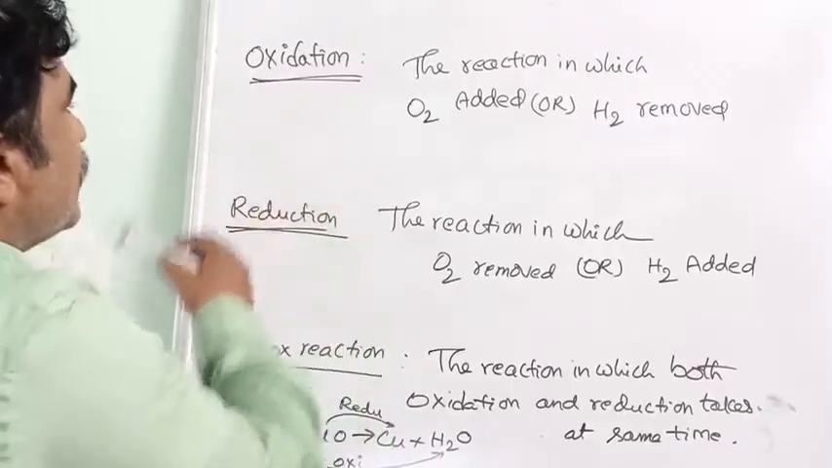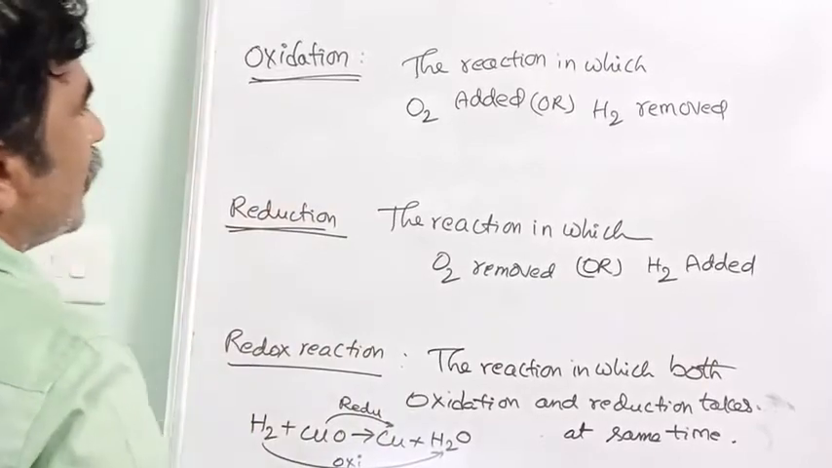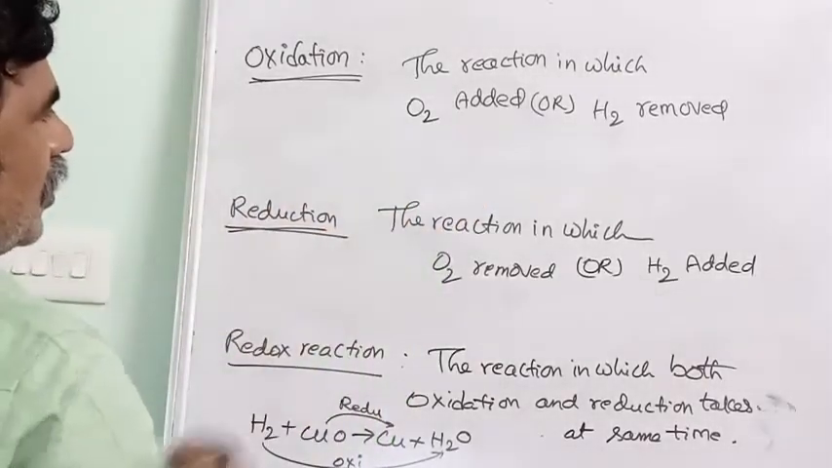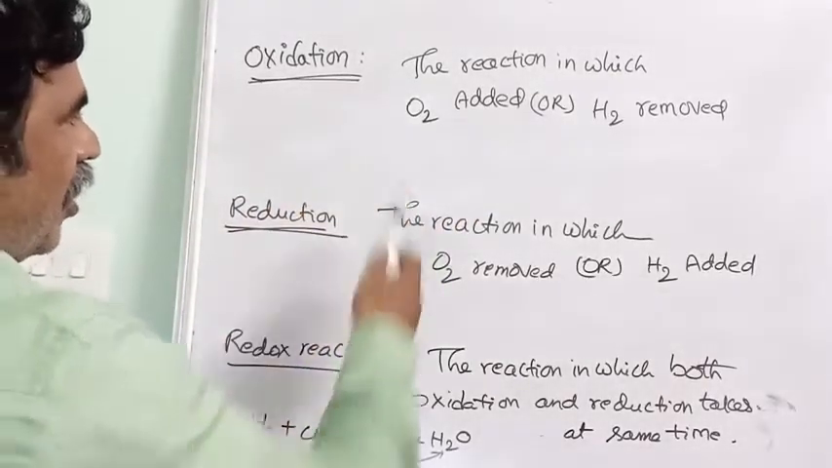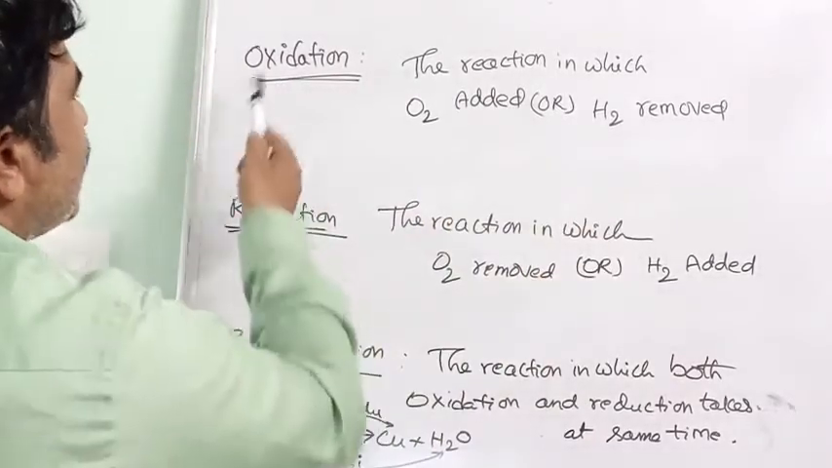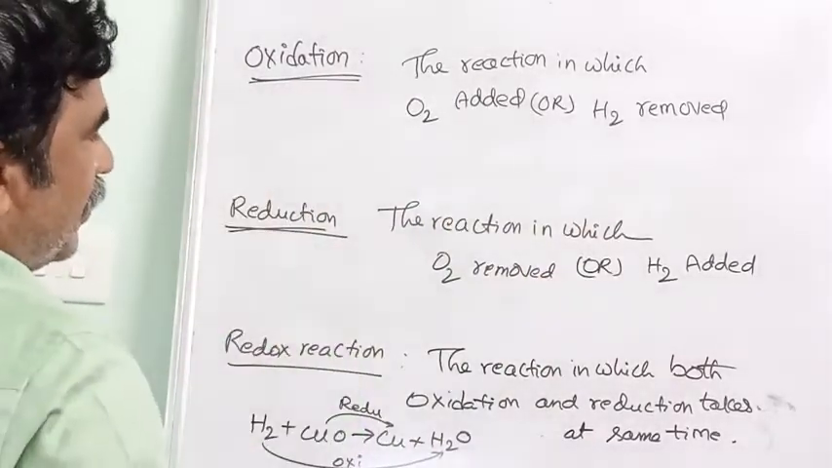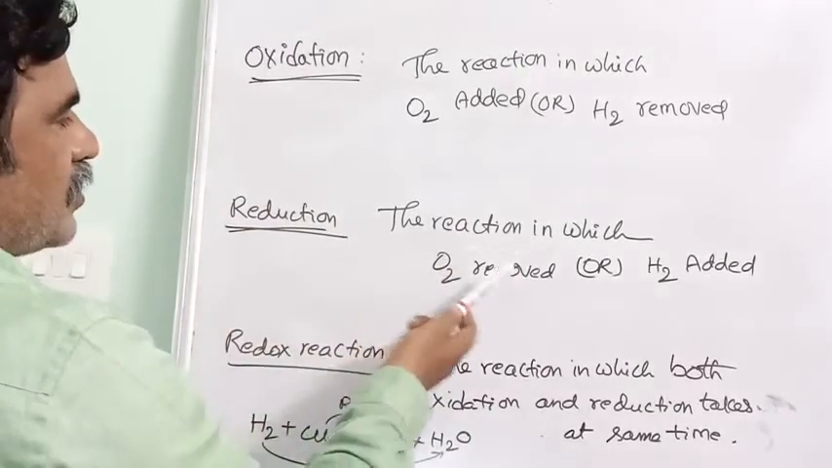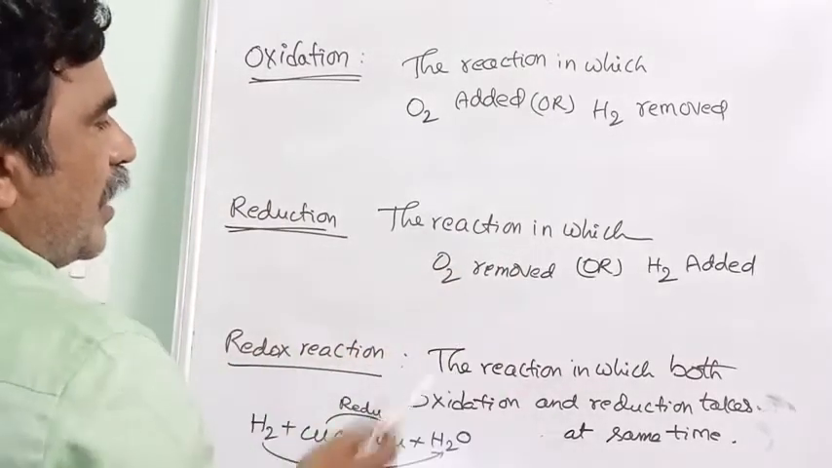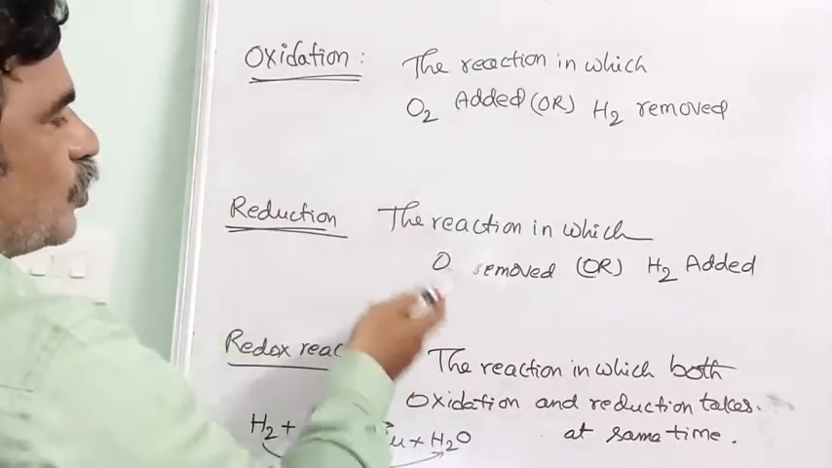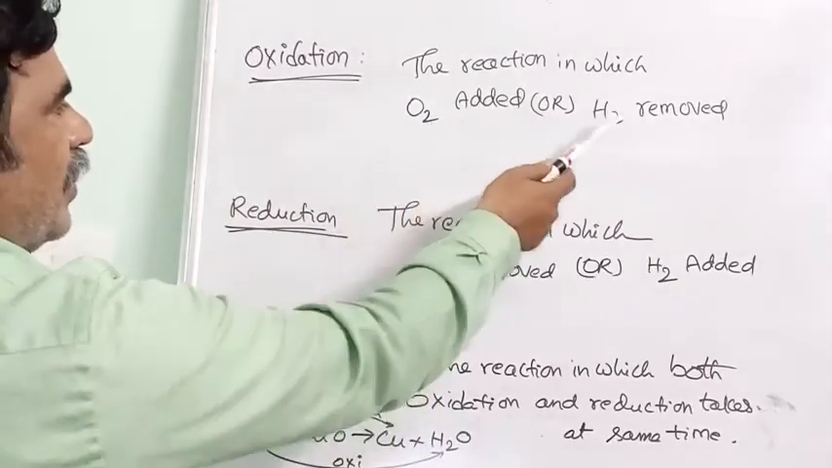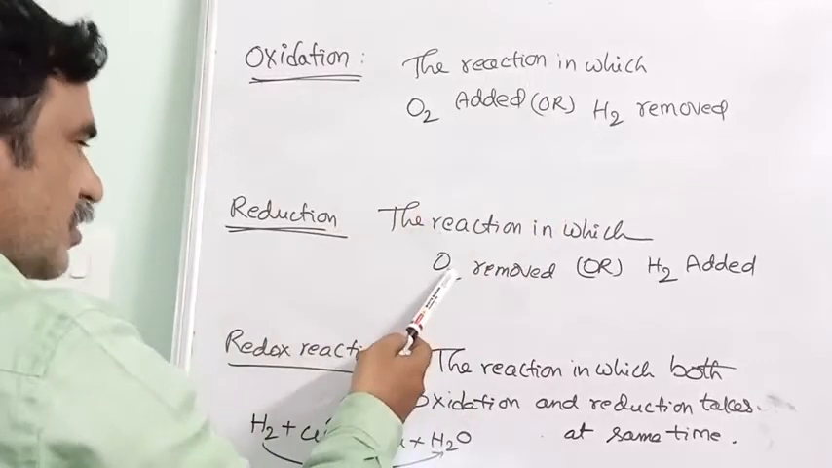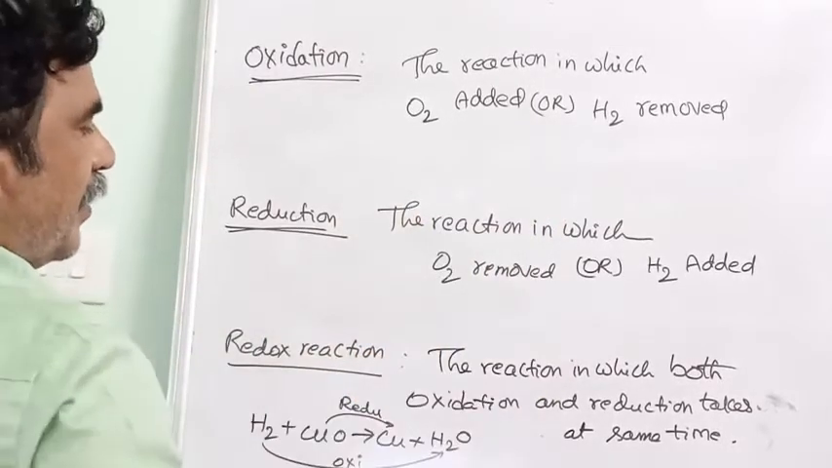Okay. Next reaction is oxidation. The reaction in which oxygen is added or hydrogen is removed is named oxidation. Reduction: the reaction in which oxygen is removed or hydrogen is added. That means this is the reverse of the other. This is oxygen added, hydrogen removed. This is oxygen removed, hydrogen added.